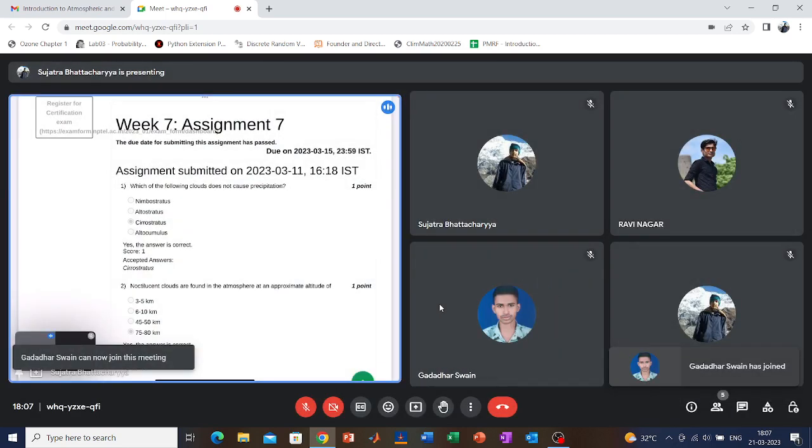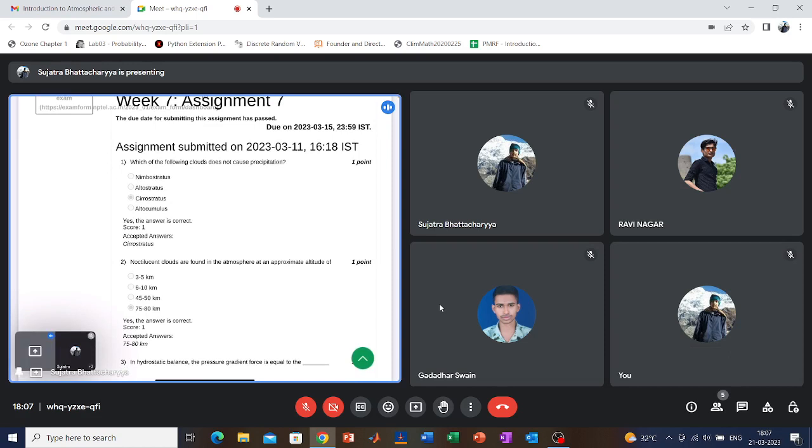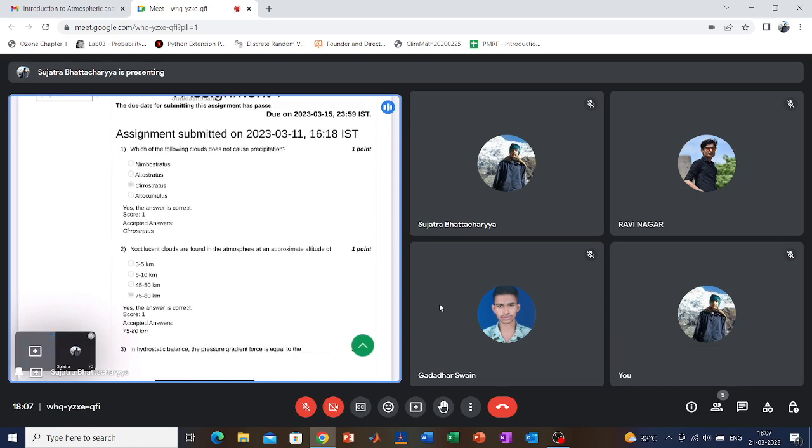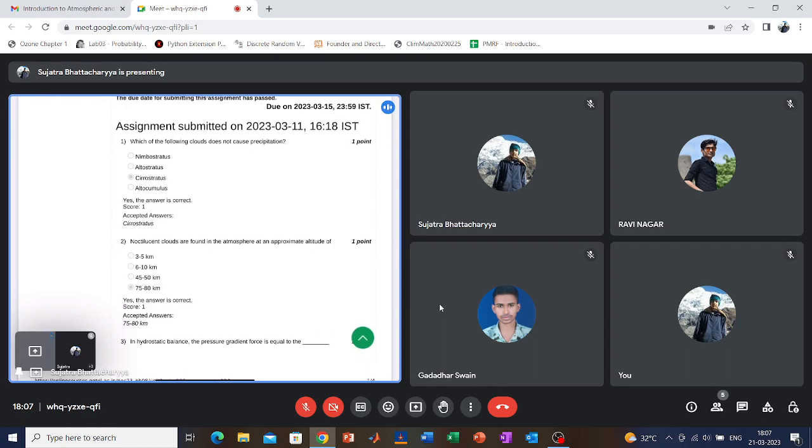Second question is, noctilucent clouds are found in the atmosphere at an approximate altitude of. It is 75 to 80 kilometers. I have already discussed in the previous problem solving session that its height is about 75 to 80 kilometers and it is mostly seen in the middle latitudes, particularly after 60 degrees or so, and it forms at a high height.